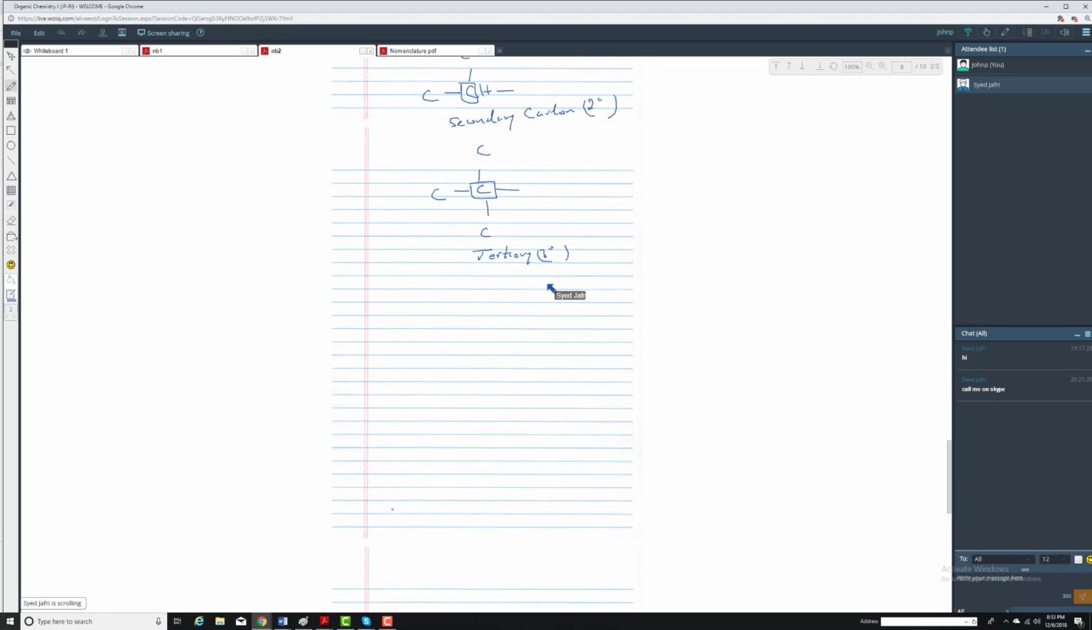I'm writing here. In secondary we have one hydrogen. In tertiary, 0. So primary 2, secondary 1, tertiary 0. Now look at this question first, isopropyl.